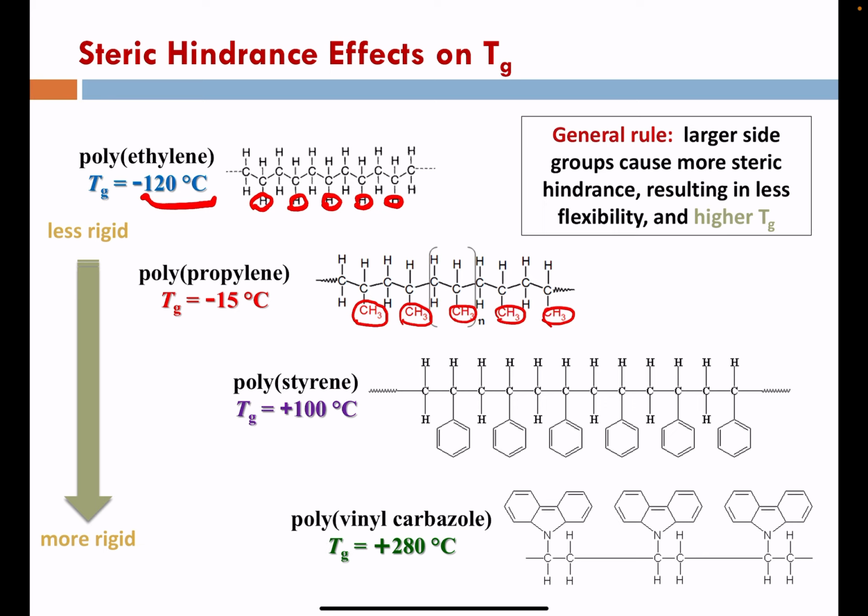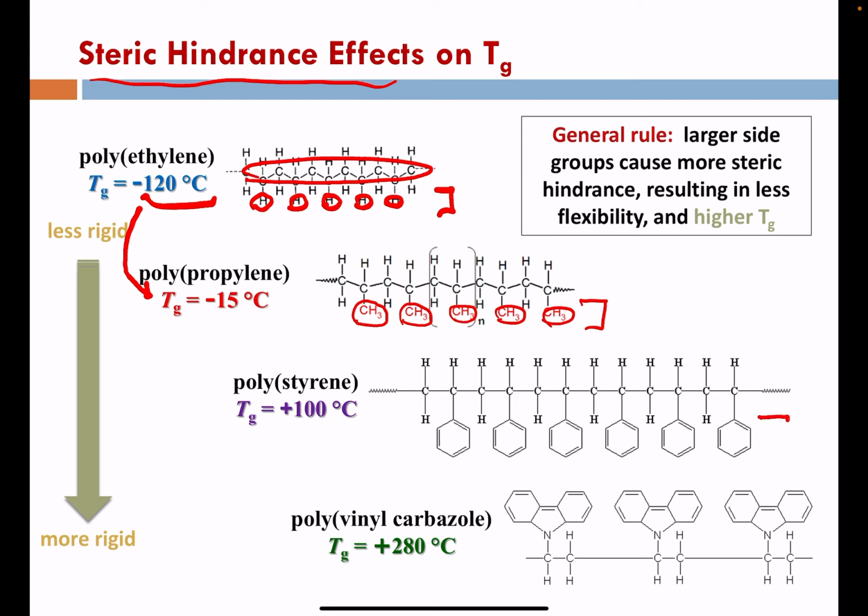Tg changes from minus 120 and goes up by about 100 degrees to almost minus 15 C in this case. The larger methyl group is responsible for the influence on Tg, given its steric hindrance on coordinated motion of main chain units in this polymer.